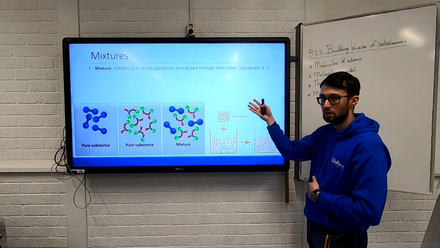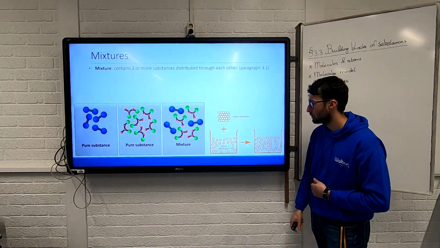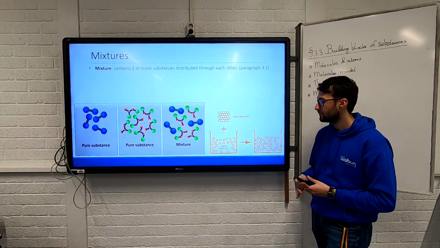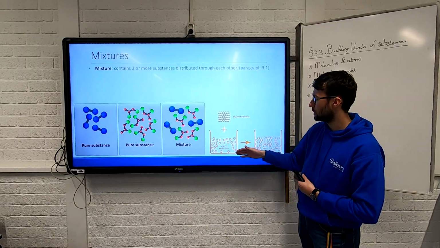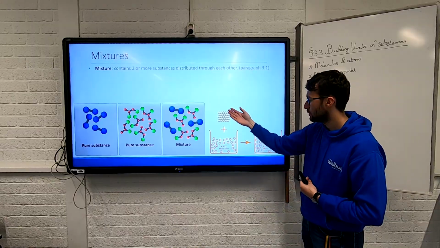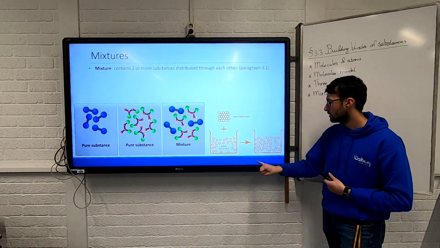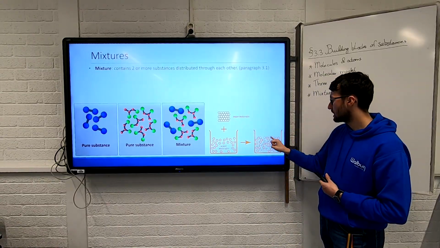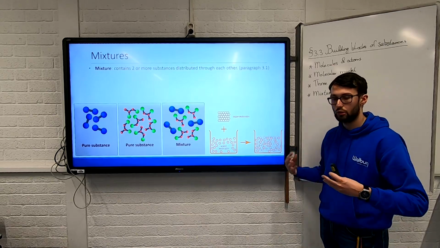And in the book, they also showed it with a very nice image. You have water molecules far apart. You have sugar molecules all close together like a sugar cube. You add them together and you can see the water molecules and the sugar molecules all spread through each other.